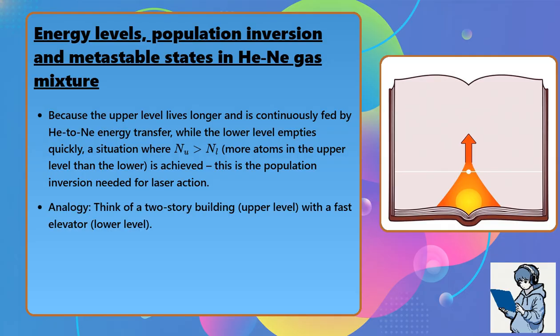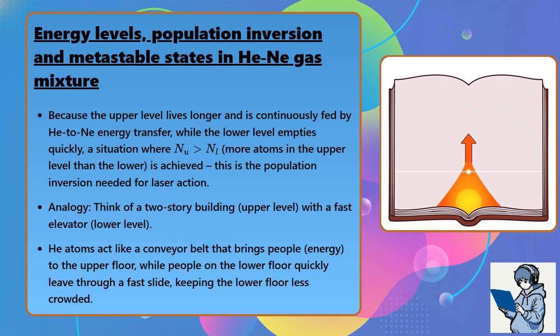Analogy: think of a two-story building, upper level, with a fast elevator, lower level. He atoms act like a conveyor belt that brings people, energy, to the upper floor, while people on the lower floor quickly leave through a fast slide, keeping the lower floor less crowded.